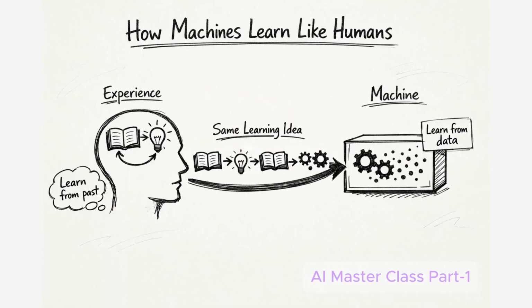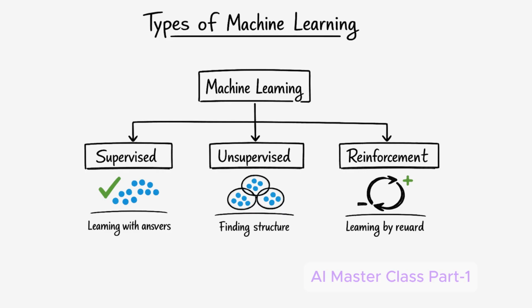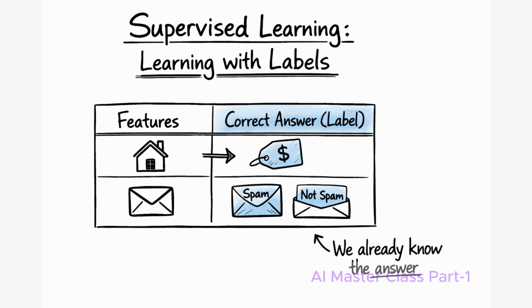Now, when we say the machine learns from data, the next natural question is what kind of data we are giving to the machines. Based on the data type, machine learning is mainly divided into three types. First is supervised learning. In this, the machine learns from labeled data. That means for every input data, we already know the correct output. The data is divided into two sections, feature and label. Feature is the set of input details and label is the correct output for those inputs.